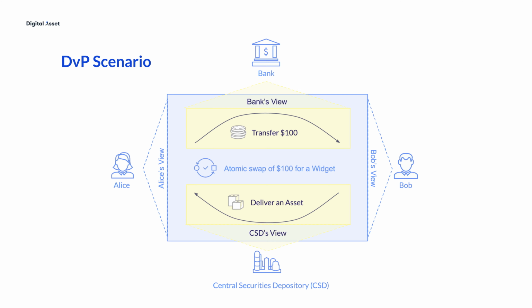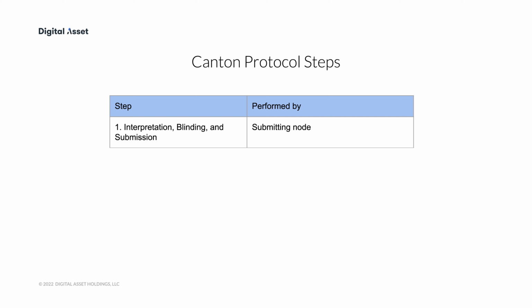The Canton protocol plays out the entire transaction in several steps. These steps are performed by different elements in the Canton network. The first step is for the sender's participant node to interpret the transaction. We will look at interpretation in more detail later, but for now, think of it as a step where the participant node checks the code locally against its private contract store, or PCS, to make sure that it is a valid transaction. It decomposes the transaction into subtransactions and creates projections or views for each party.